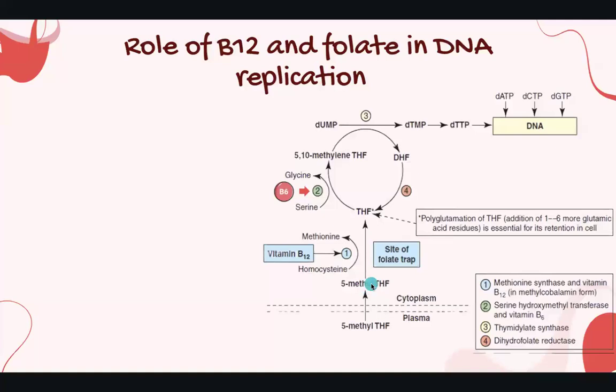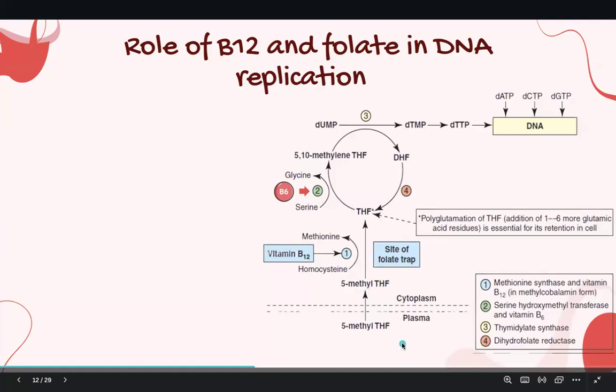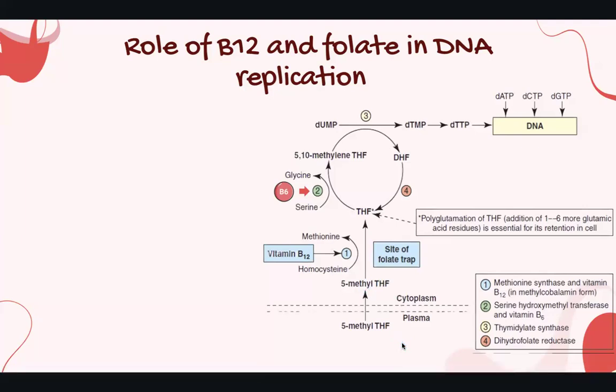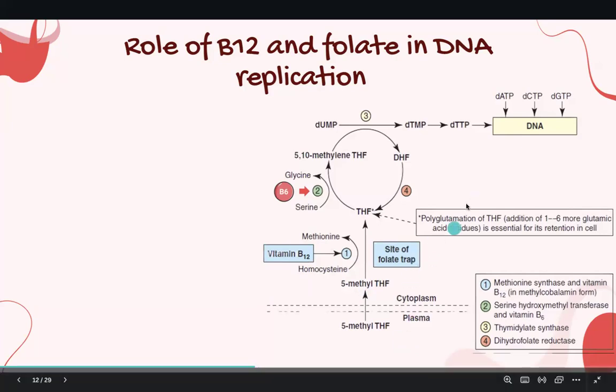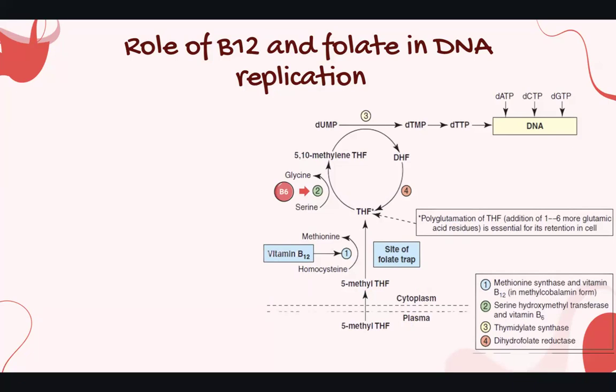Okay, sure. So first we have 5-methyl tetrahydrofolate. It's circulating, and when we need it, it passes through the membrane, and then it converts to tetrahydrofolate. And how does this happen? Homocysteine takes the methyl group, I think, and it converts into methionine with the help of methionine synthase and vitamin B12. And then tetrahydrofolate converts into 5,10-methylene tetrahydrofolate.